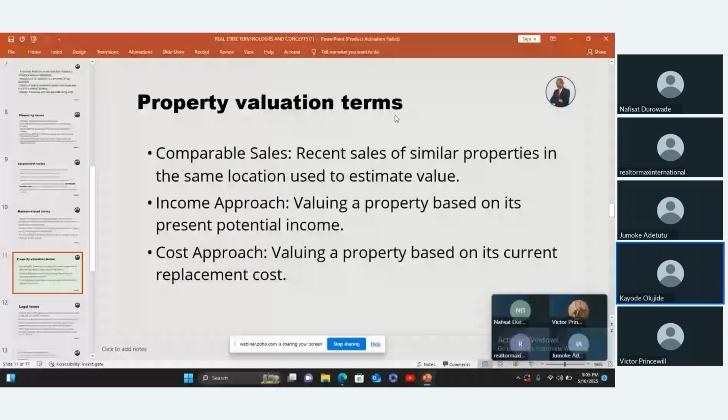Income approach, valuing a property based on its present potentials. Every property has its present capacity. When you evaluate your property based on the present capacity of that property, that is the income approach. Cost approach, valuing a property based on current replacement. You can also use this method. You consider the replacement.